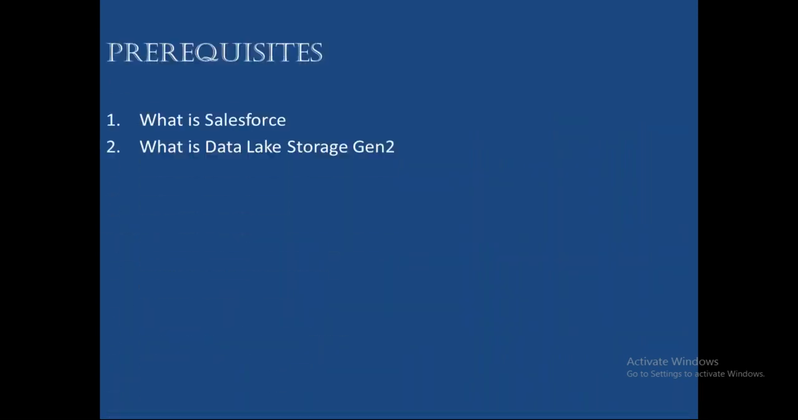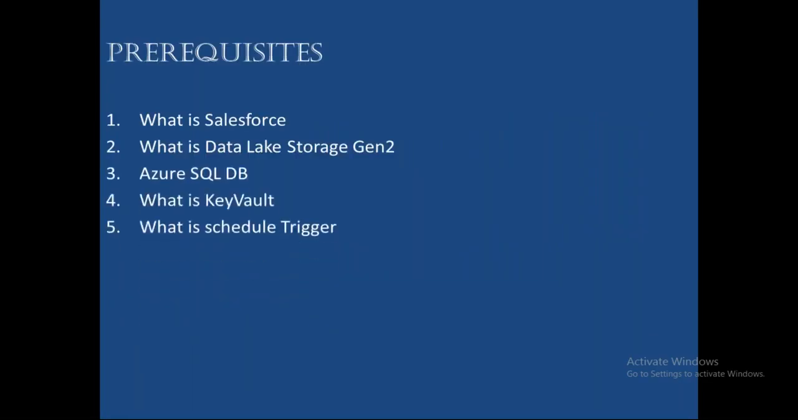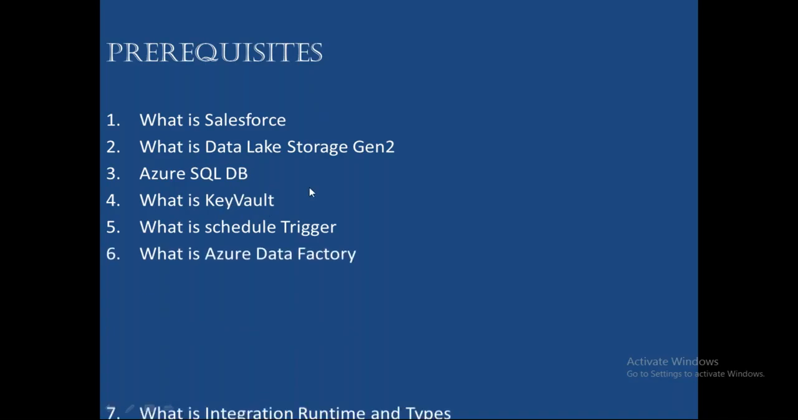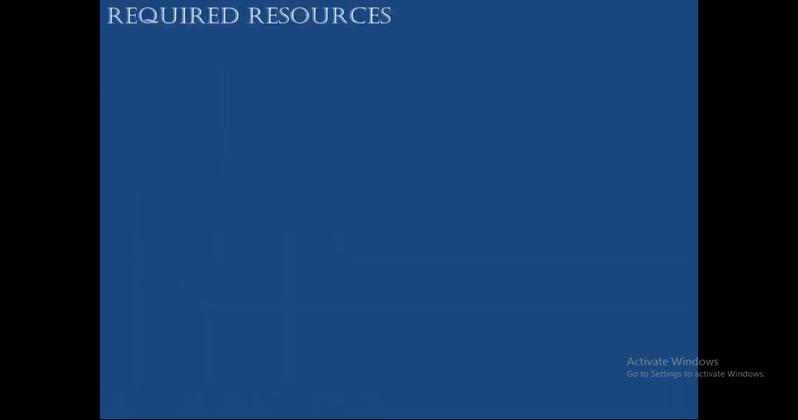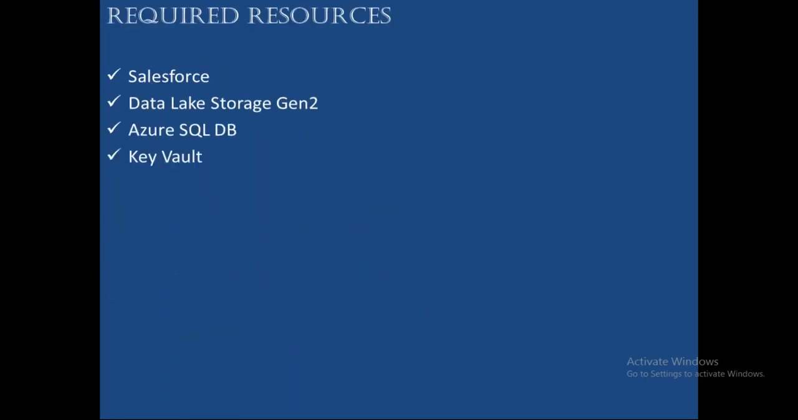Prerequisites: we should know what Salesforce is, what Data Lake Storage Gen2 is, and Azure SQL DB. I am using Azure SQL database here to maintain my metadata. So I have Salesforce and Data Lake Storage Gen2 as my source and destination, but I am still using SQL DB for maintaining my metadata. I am also going to use key vault, schedule trigger, Azure Data Factory, integration runtime, linked service, dataset, and the activity and pipeline. We are aware of all these things. So the required resources for today's lab are Salesforce, Data Lake Storage Gen2, Azure SQL DB, key vault, and finally Azure Data Factory V2. These are the things required.